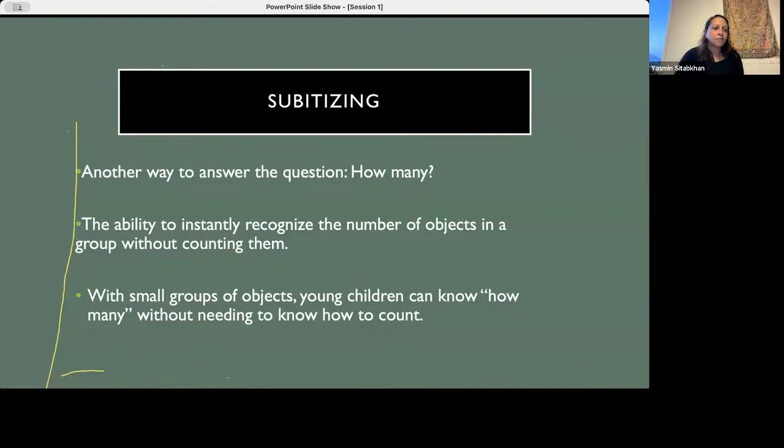Okay. Here we go. So I'm going to show you something on the screen. How many dots do you see? And just tell me how many you saw. Ready? How many did you see?